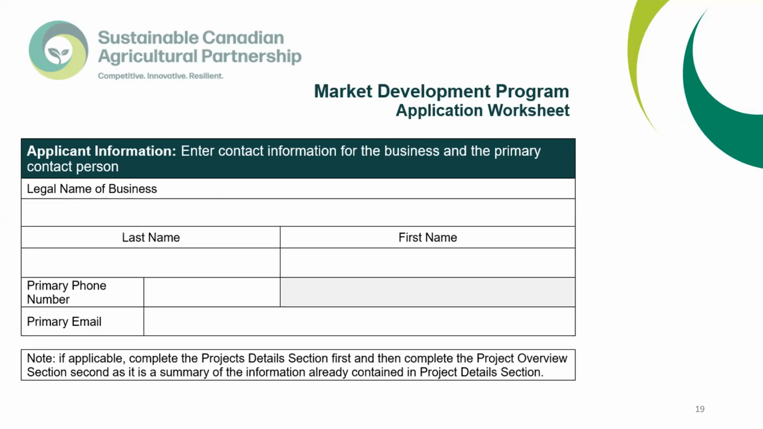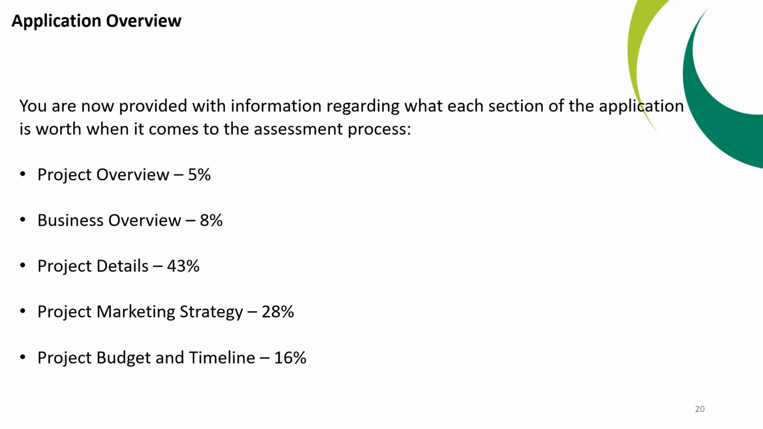Okay, so in the application worksheet, this is where you enter all the information about your project. So just some basic information: legal name of the business, your name, primary email. And in terms of the application itself, we've added a new feature to give you a sense as to what is the value of each section to the scoring process. So we have project overview, 5% of the total score, business overview, 8%, project details, 43%, project marketing strategy, 28%, and project budget and timeline, 16%.